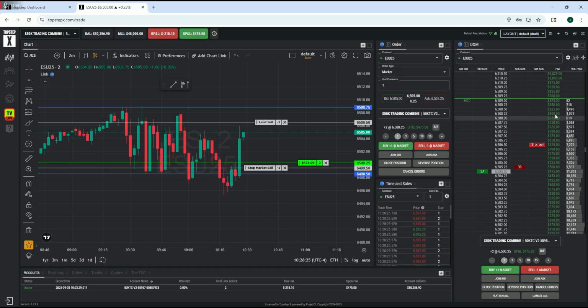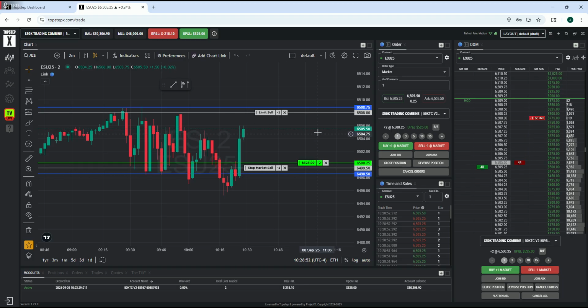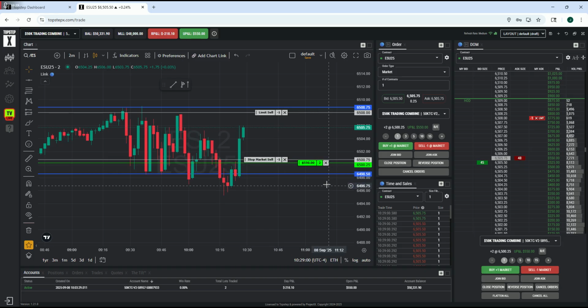Let's see what we got. Yeah, I actually think we can break the range. Let's go here. Yeah, I like that. Very, very nuanced, but we got a little low volume node here. This looks like it could break. All right, risk-free trade.